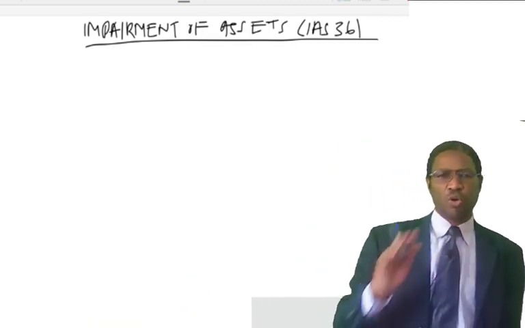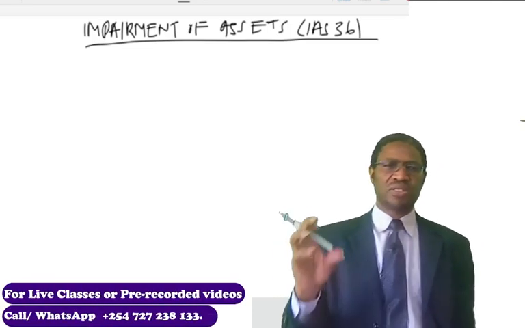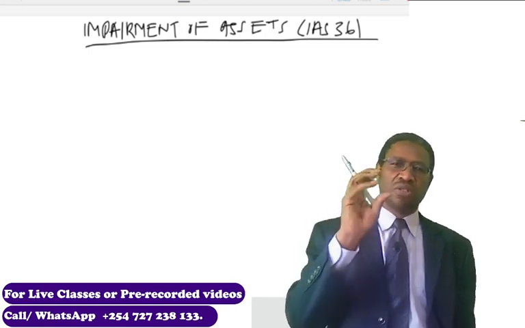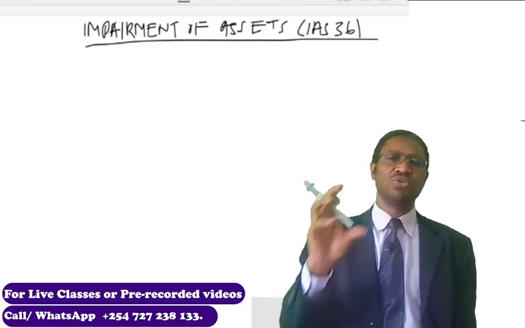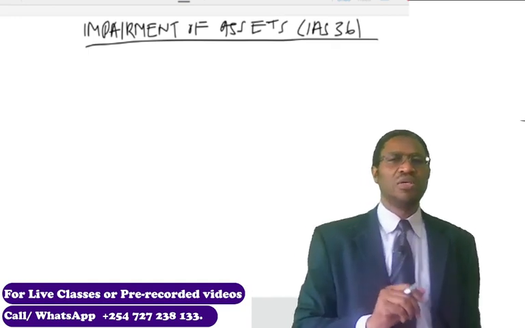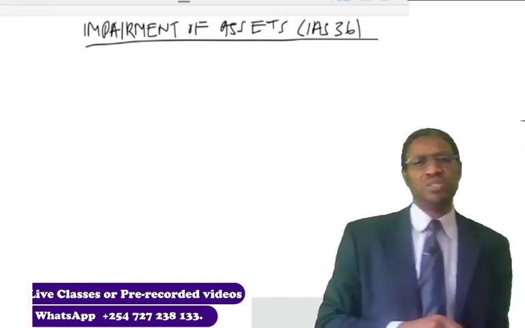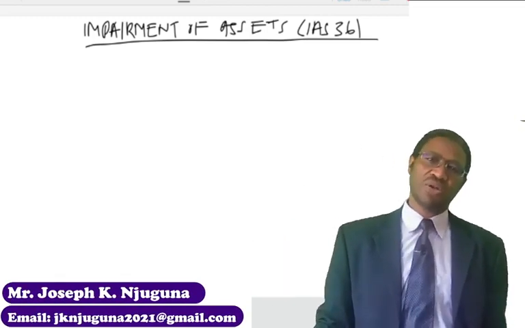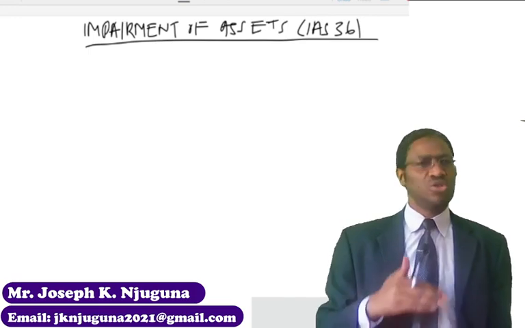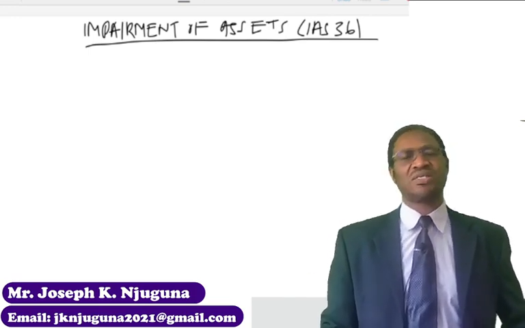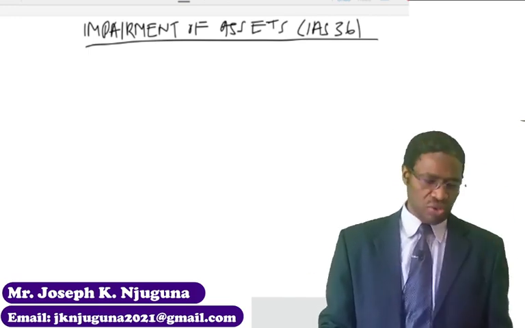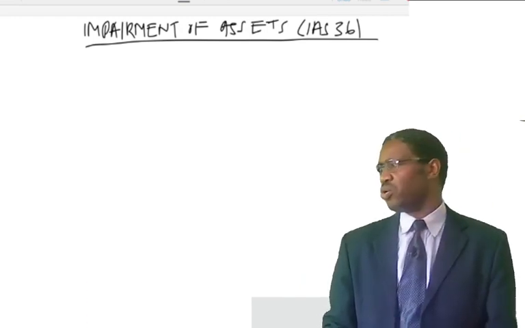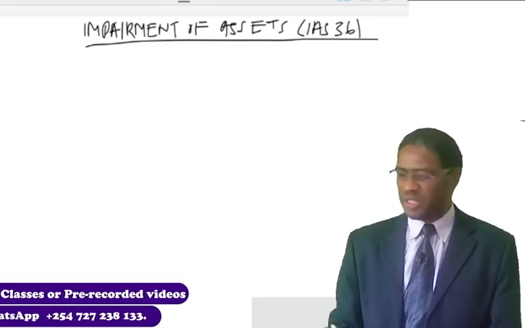So, impairment of assets is the loss in value of an asset. In simple terms, impairment is the loss in value of an asset. Now, how do you as a company test whether your asset has suffered an impairment loss or not? By the end of the year, you may be required to test whether your asset has suffered an impairment loss or not.